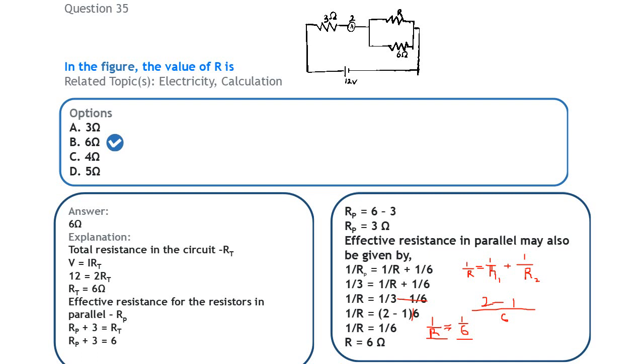So 1 over R is now equal to 1 over 6. It's like saying you have 1 over R is equal to 1 over 6 like this. So if you compare both sides of the equation, 1 is 1, like 1 equivalent to 1, then this R here is equal to what?